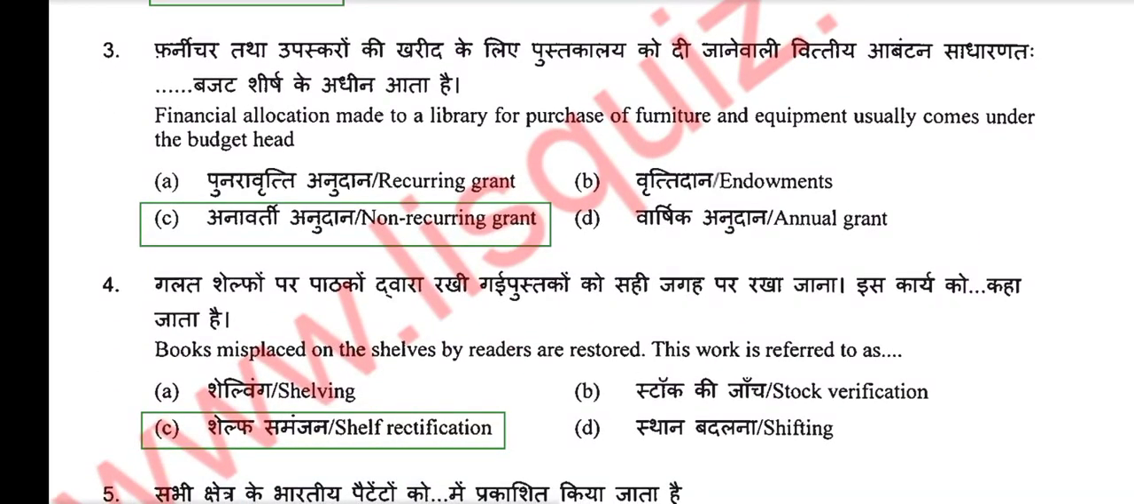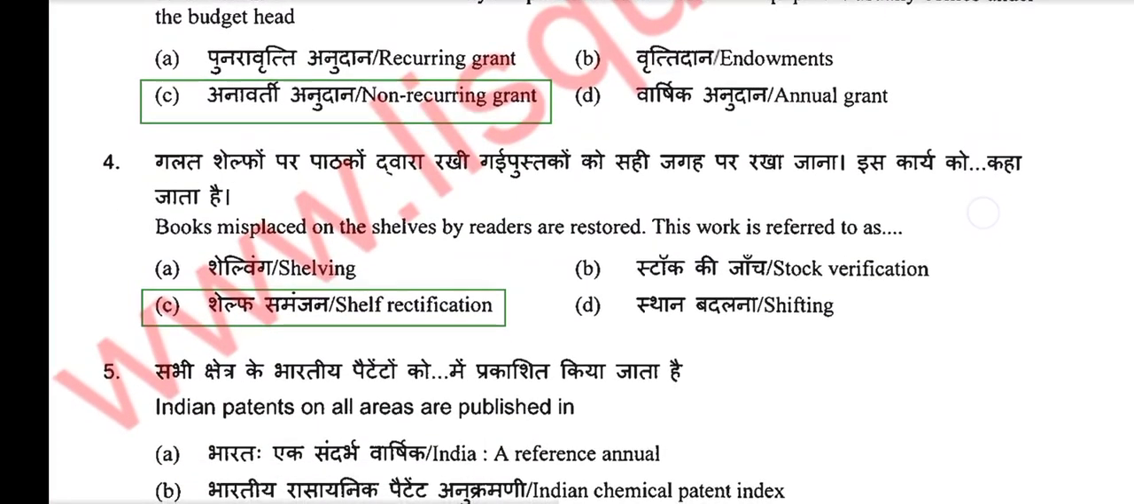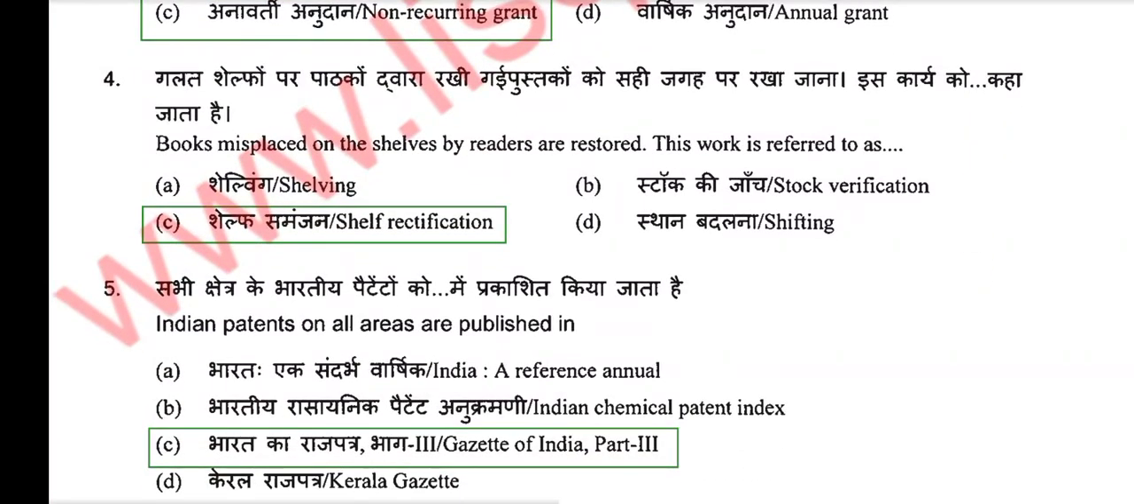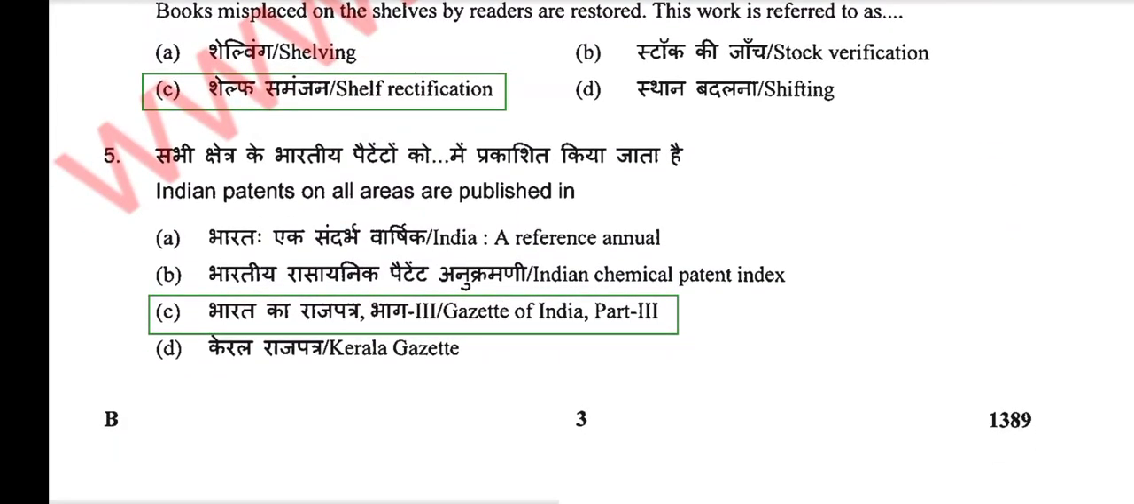Question third says financial allocation made to a library for a purchase of furniture and equipment usually comes under the budget head, non-recurring grant. Question number 4, books misplaced on the shelves by readers are restored. This work is referred to as, and the correct option is C, self-rectification.